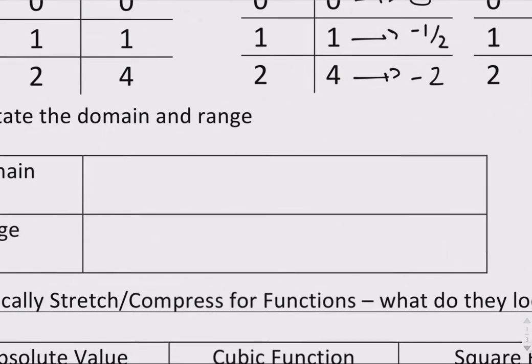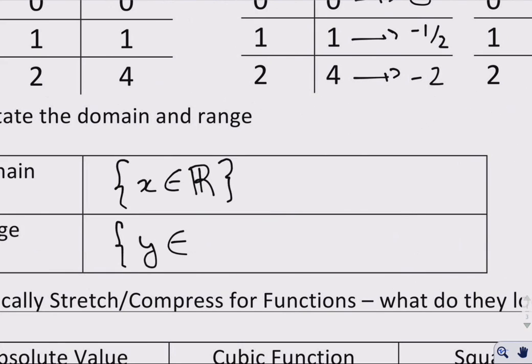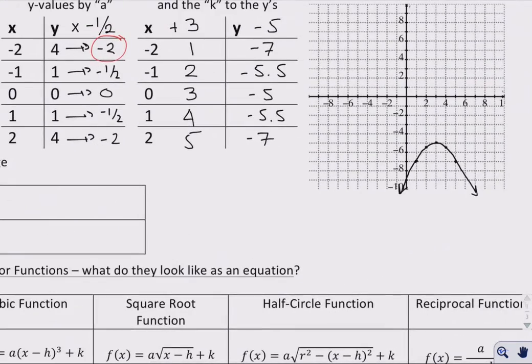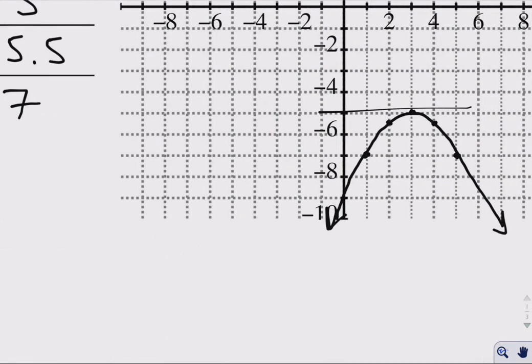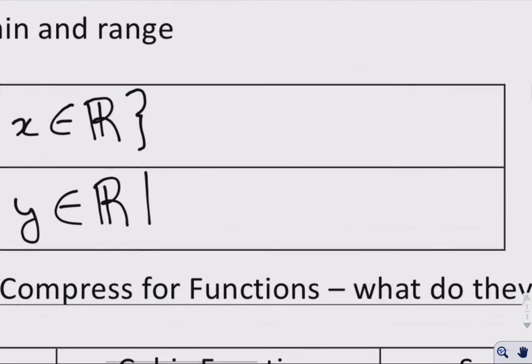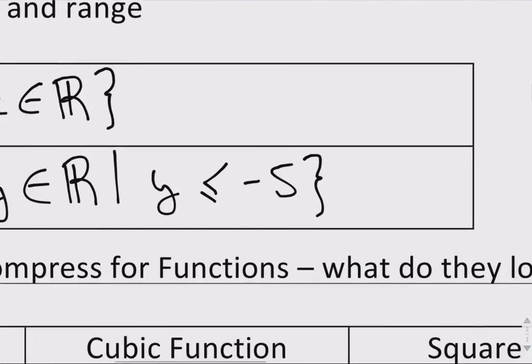Our domain in this case, well, with all quadratic functions, we will always have all real numbers as our domain. And our range, it's a real number such that, well, you know this is opening down, and it looks like everything is below -5. So we say that y is less than or equal to -5.